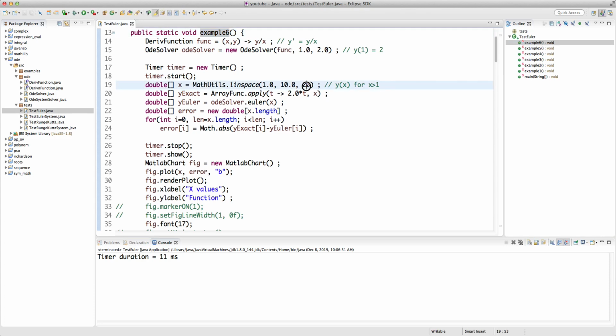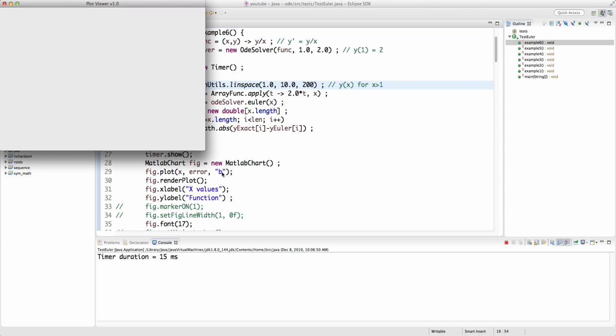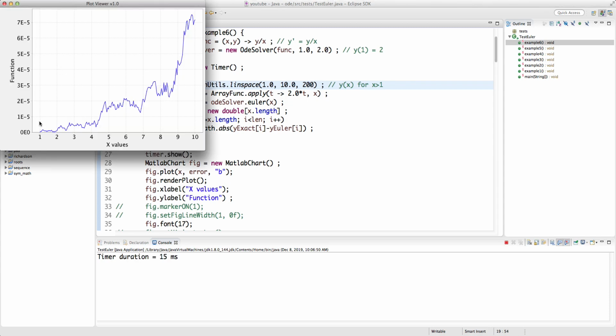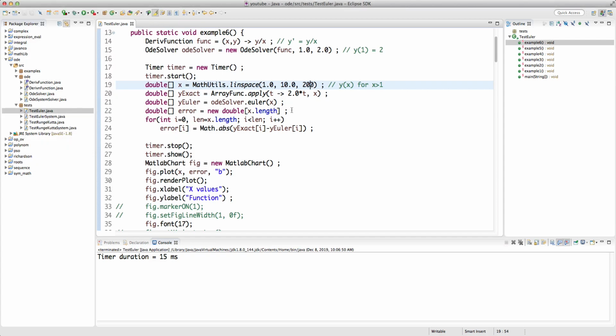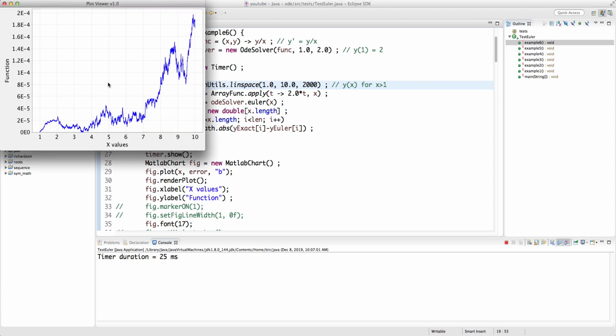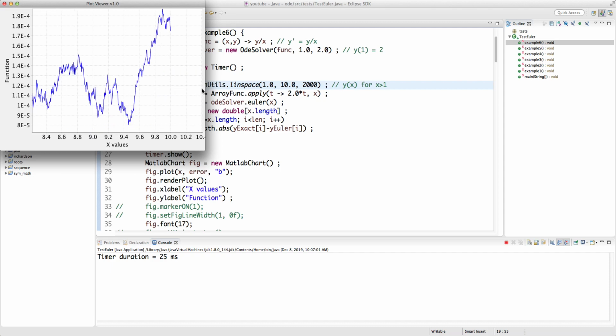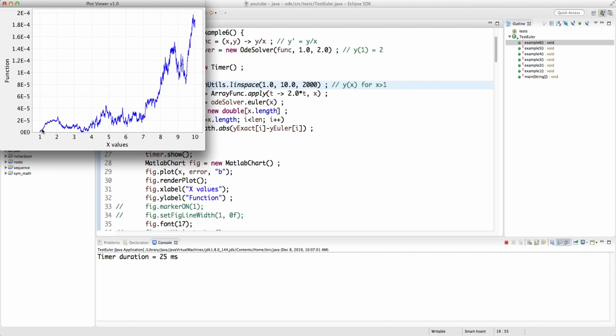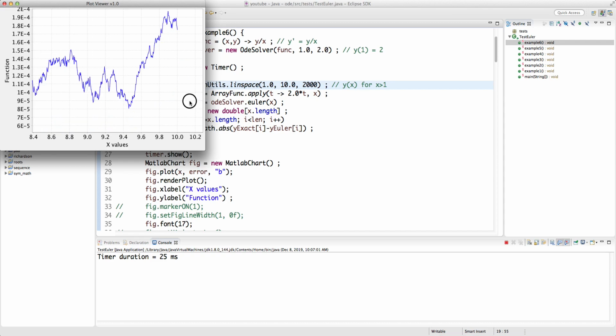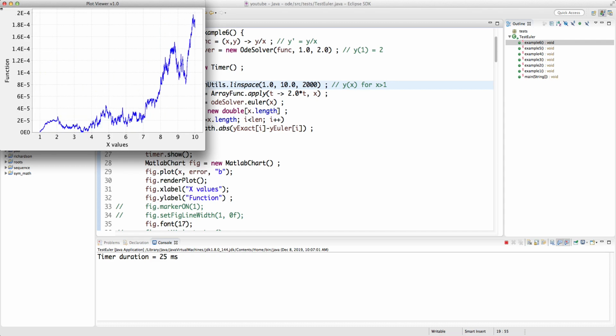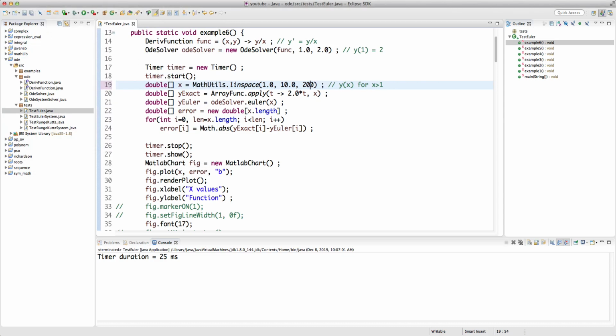And let me just increase the number of points, let's say 200 points. 7e-5. Let's say 2000 points. 2e-4. So in our method, as we increase the number of points, the error gets larger eventually, because that's just the computation error, the accumulation of the error.